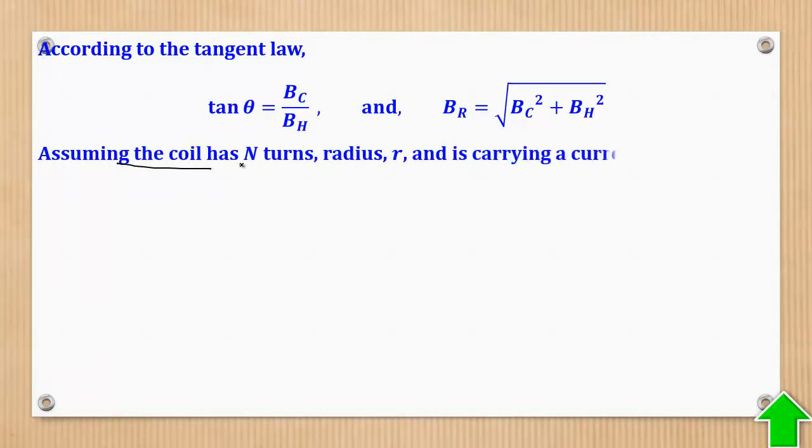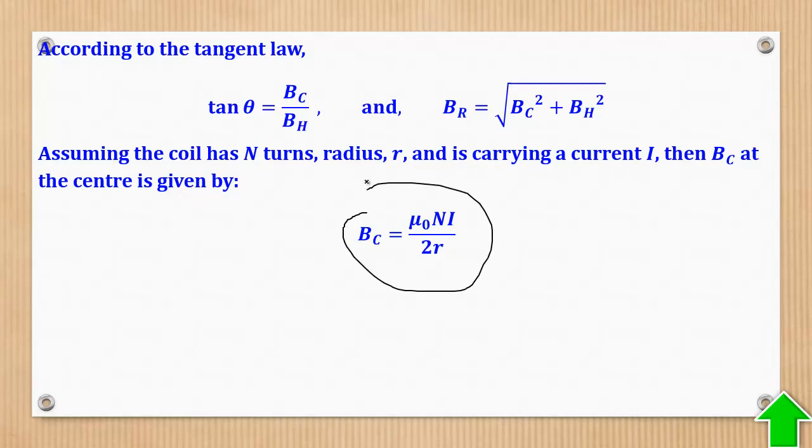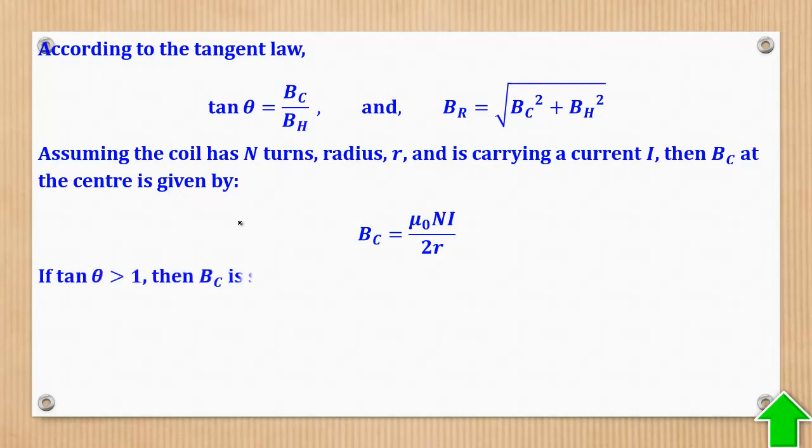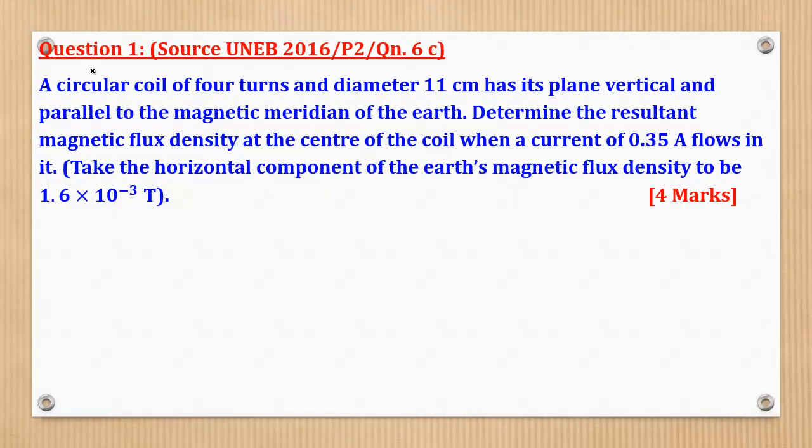Assuming that the coil has n turns, radius r, and is carrying a current I, then BC at the center is given by that. I think you saw this in the video on the Biot-Savart law. Remember, it's about comparison, meaning that if tan theta is greater than 1, it implies that BC is stronger than BH. With that, we shall go through some questions.